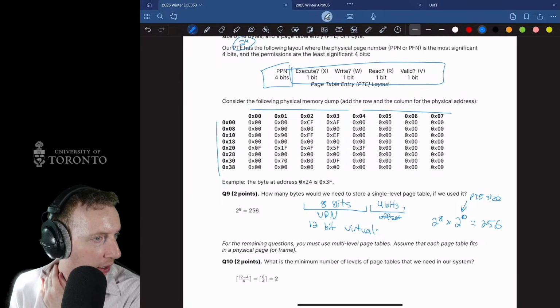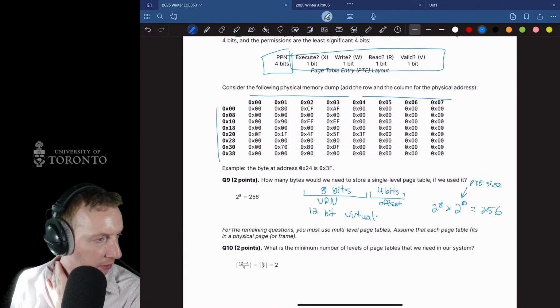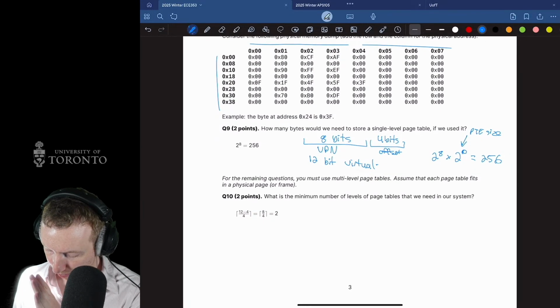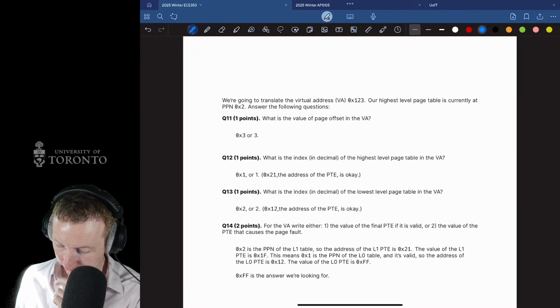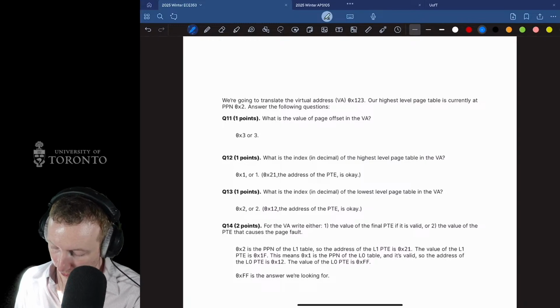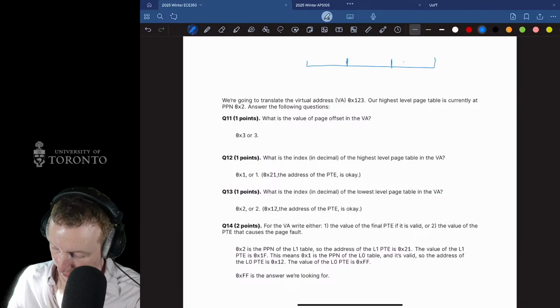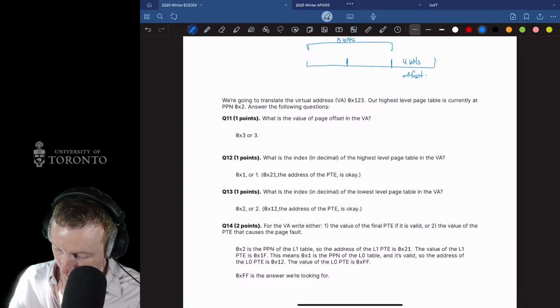All right. Next one is, all right, so minimum level page tables, this said it was fine. Next one is for 11. So it says we're going to translate virtual address 1, 2, 3. So with all of them, this is with our multi-level page table, right? So with our multi-level page table, we had 4 bits offset, and this is our 8 bits VPN.